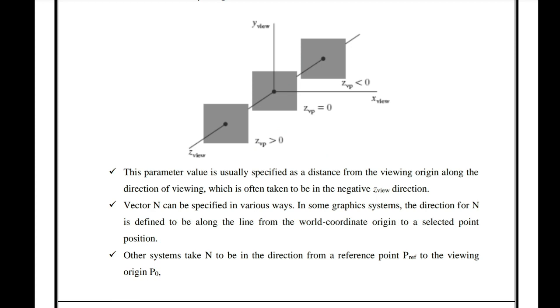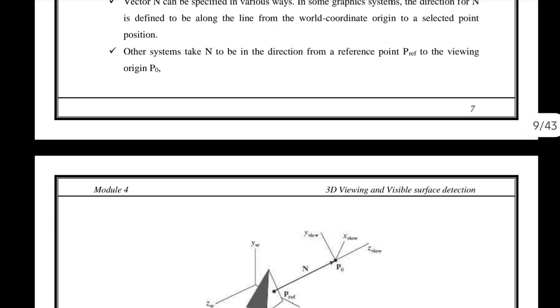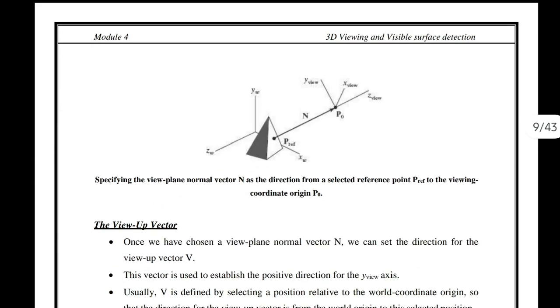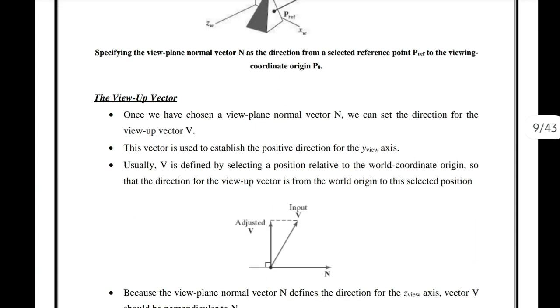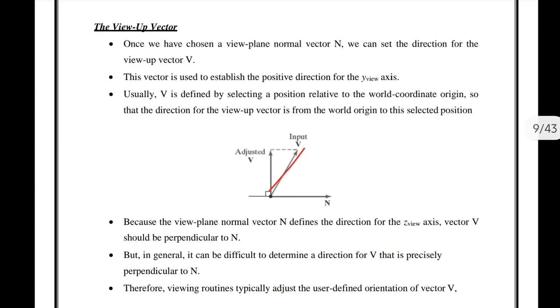In that way you will get to know how much it is tilted and how that object actually looks. For example, here is a pyramid and this part of the pyramid is facing the sun, so its normal comes like this, and for the x-axis, y-axis and z-axis, each will be calculated for how much it's aligned. If I show you the picture, the view up vector, this is the input and this is the adjusted one. So this is the difference between the two.